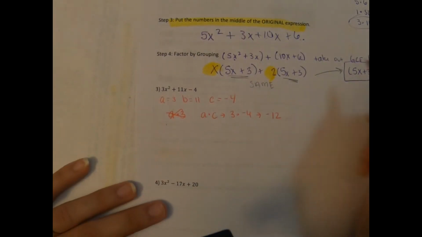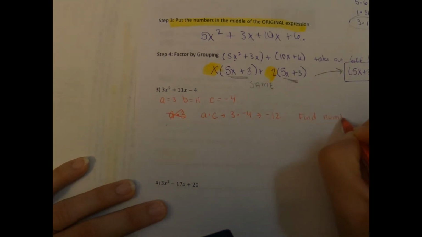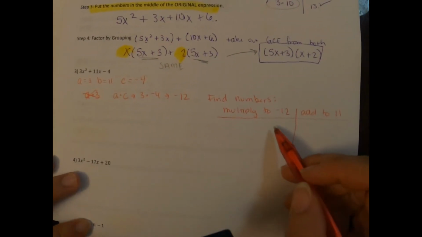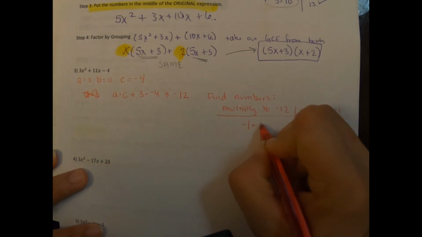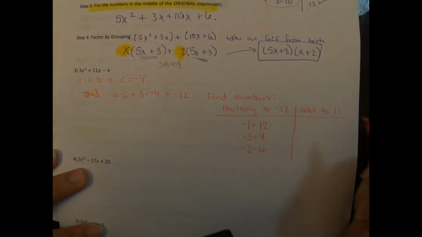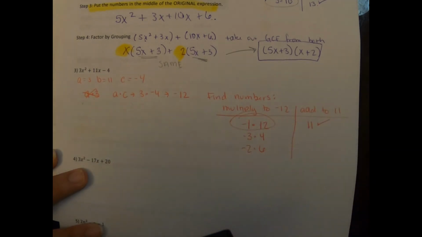All right, negative 12. So what multiplies to be negative 12 and adds to be 11? We have negative 1 times 12, negative 3 times 4, negative 2 times 6. Negative 1 plus 12 is 11. So these are the numbers we want to use.